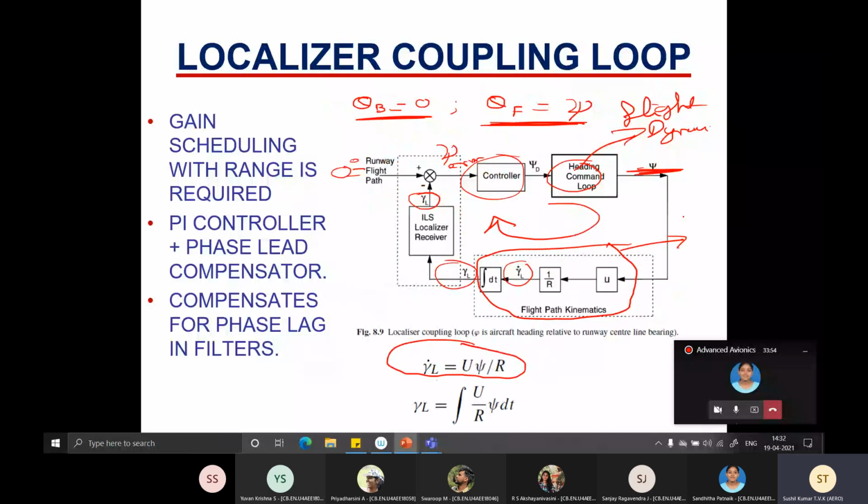As the aircraft aligns with the given glide path or localizer and tries to touch down. Anyone from the class?